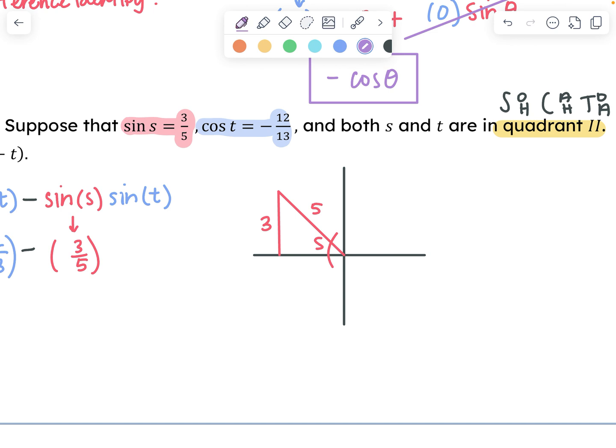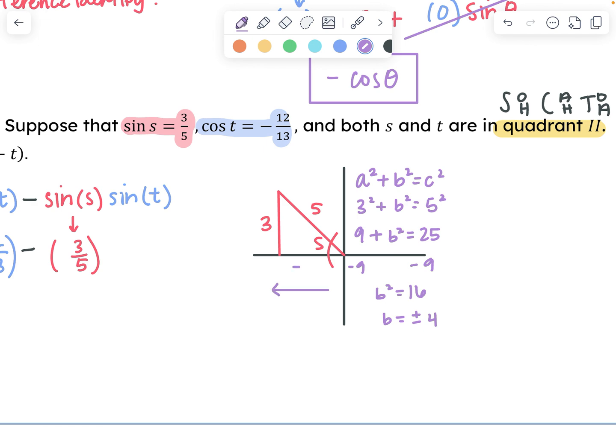To find my missing side, I'm going to have to use my Pythagorean theorem. A squared plus b squared equals c squared. So 3 squared plus b squared is going to equal 5 squared. Remember, your hypotenuse always has to be c. So 9 plus b squared is equal to 25. Subtract 9 from both sides. So b squared equals 16. And b is either plus or minus 4. Since we're back in quadrant 2, negative on the x-axis, that's going to be -4.